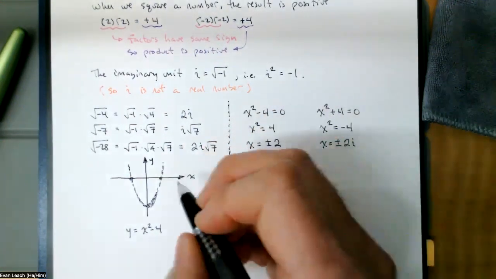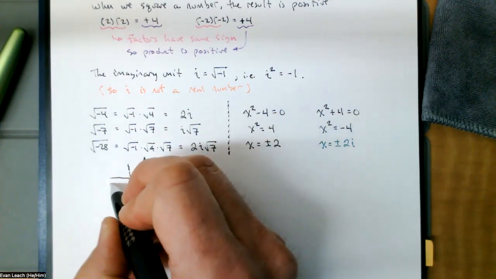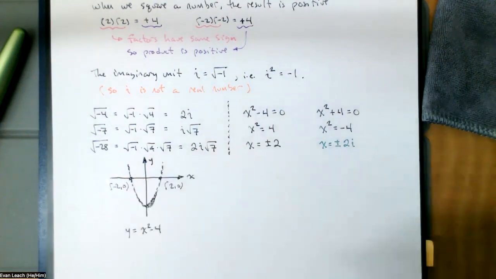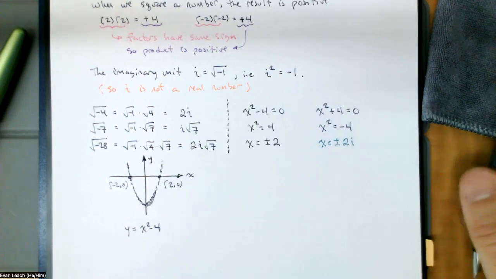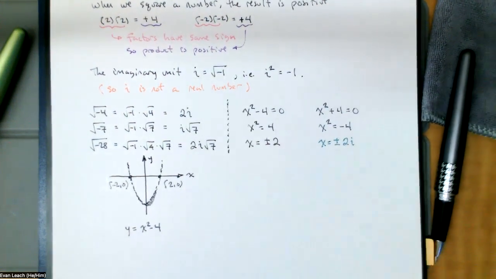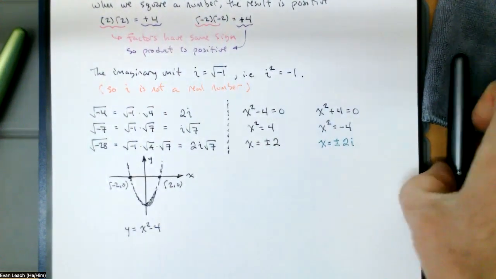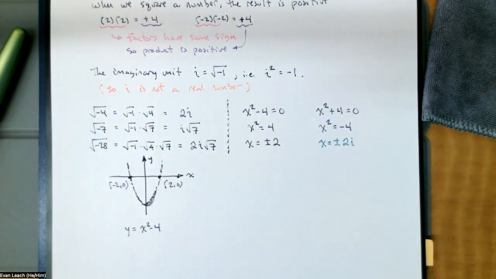So here's the +2, and here's the -2. So our real solutions to x squared minus 4 equals 0 show up as x-intercepts.